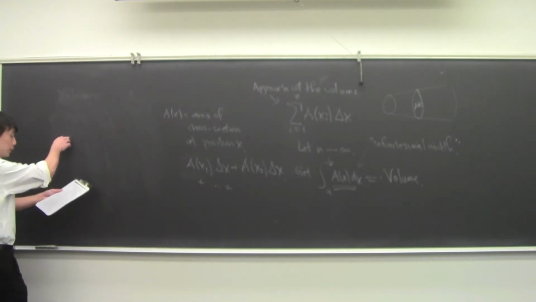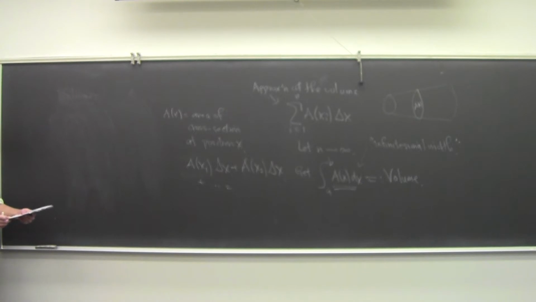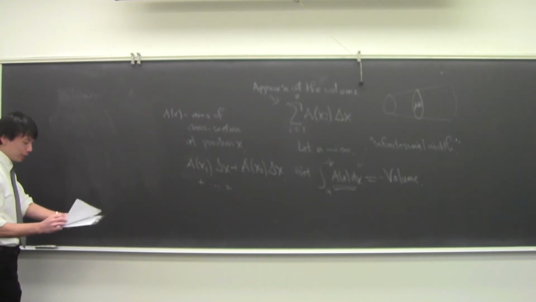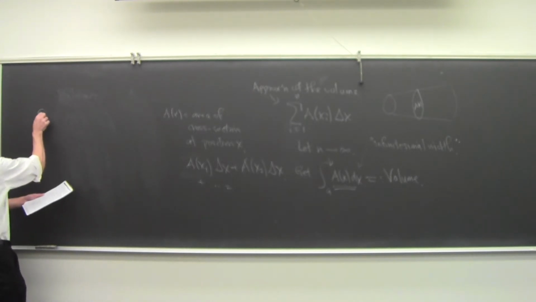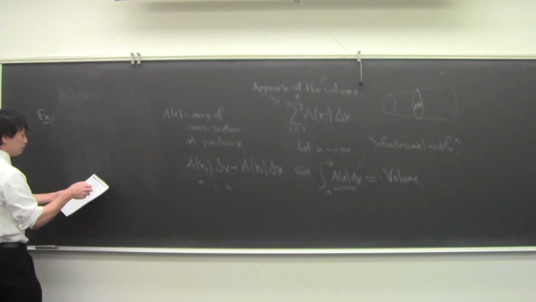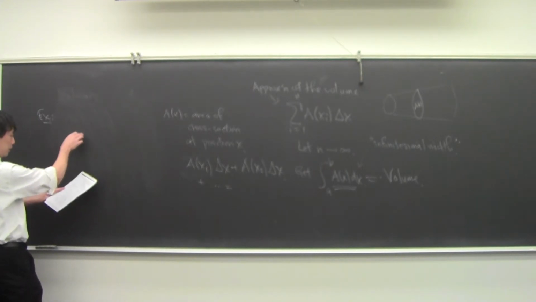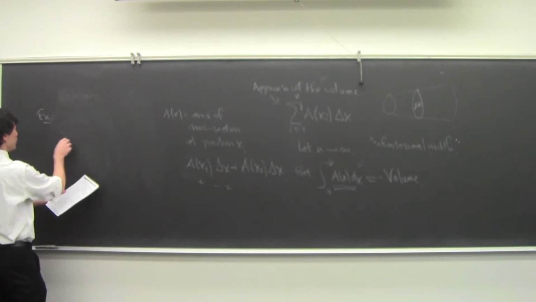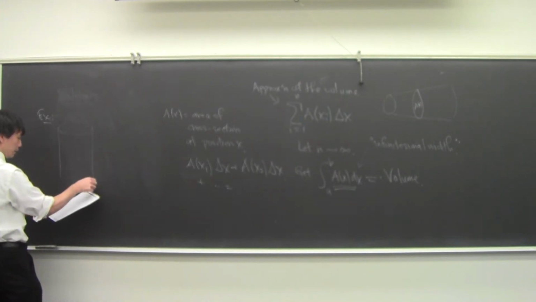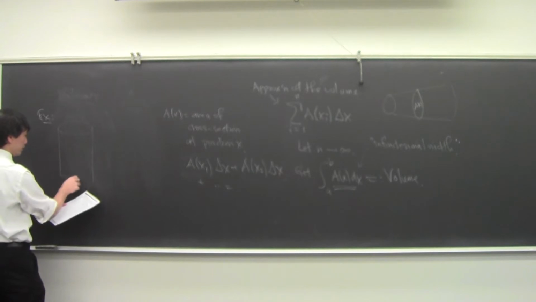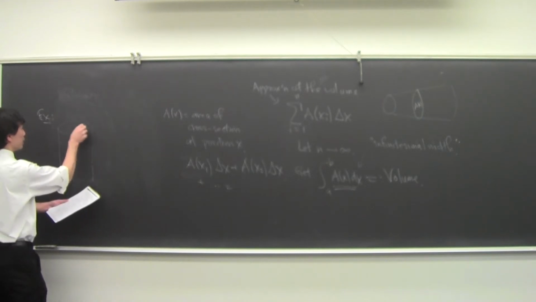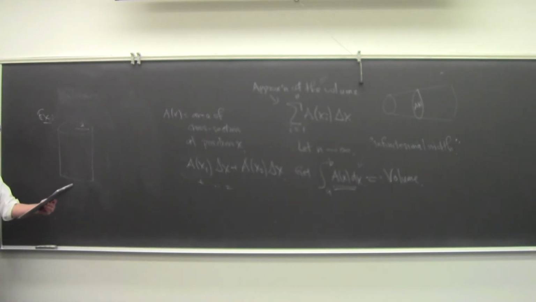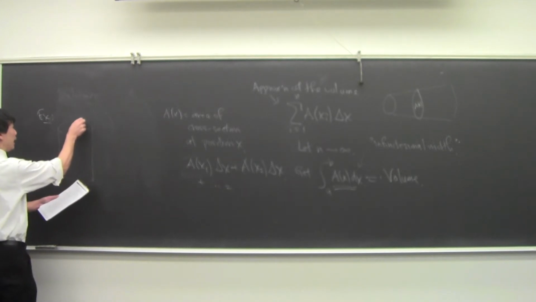Let me see if you can try. I have one hard one left from last time, and I want you to try it. So here's an exercise for you to try. You take a right cylinder, a circular cylinder of radius 3. You cut it in half.